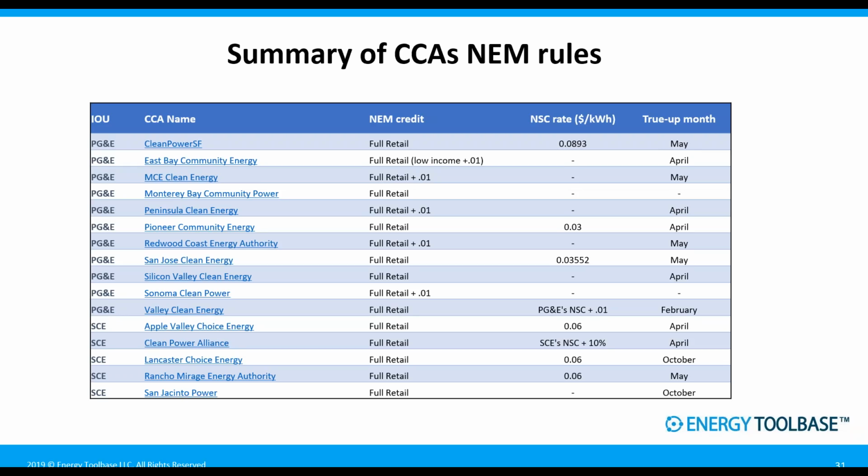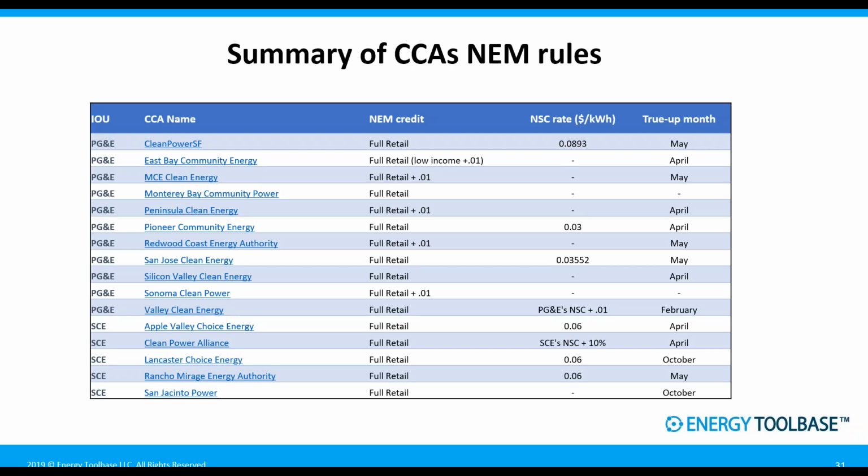All right, let's start off by providing a high-level overview of different NEM program variables that can change from each CCA. We started tracking the different NEM rules in operational CCAs that have already launched. Here are the main NEM programs and variables to keep in mind. On this slide, there are 5 different categories. I'm going to work left to right. IOU is just noting where they're receiving transmission and delivery. The CCA name is actually a hyperlink, which will give you more details about the CCA and the programs they offer.